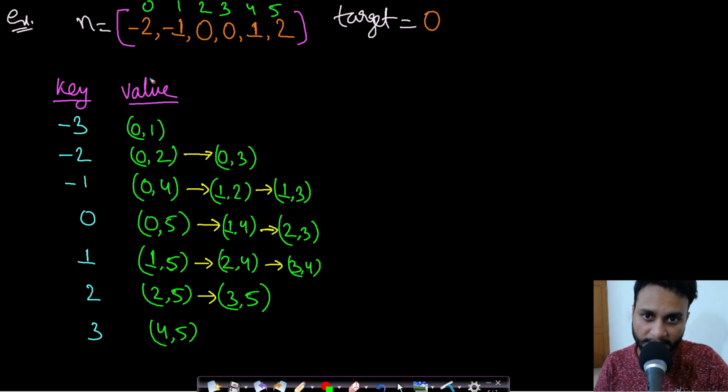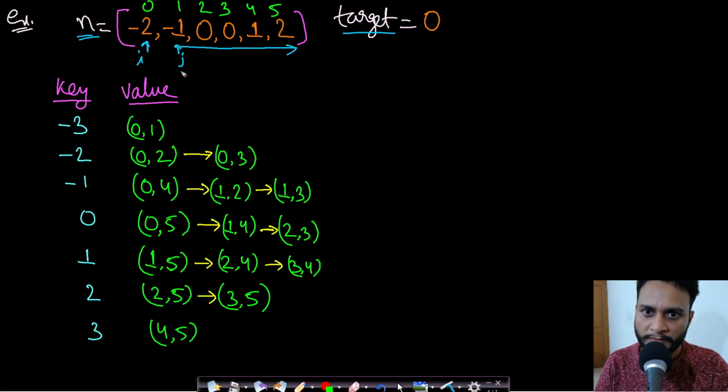Now just for an example, this is the nums array and this is the target. This is ordered, okay? So we will find all possible two sums. What do all possible two sums mean? This is the i pointer and this is the j pointer. For each i, move j through all the values. So it will be 0,1; 0,2; 0,3; 0,4; 0,5, right? The first combination is 0,1 and the sum is -2 plus -1, which is -3. So -3 will be the key and the value will contain the index 0,1.